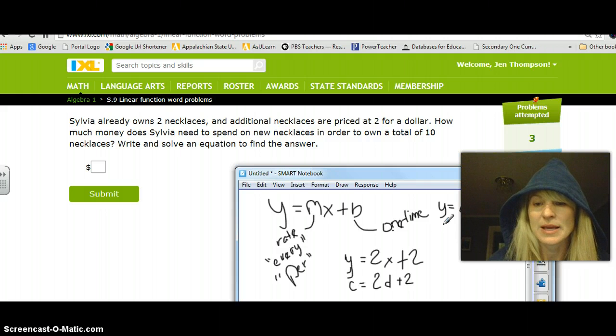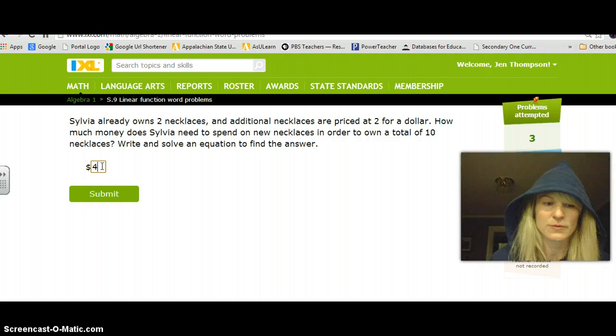How much money does she need to spend on necklaces in order to own a total of 10 necklaces? So we want to know the total of necklaces. So that would be 10 here, right? So if she has 10 necklaces, I want to know how much she spent to get those 10 necklaces. It's 2 for $1 plus 2. So hopefully you can just figure out, if I plug in 4 here, that'll give me 8 plus 2, that's 10. We could solve it the other way, but this one's so easy that we can just look at that and say x must be 4. 2 times 4 is 8 plus 2 is 10. So she must have spent $4. So put in 4 here.